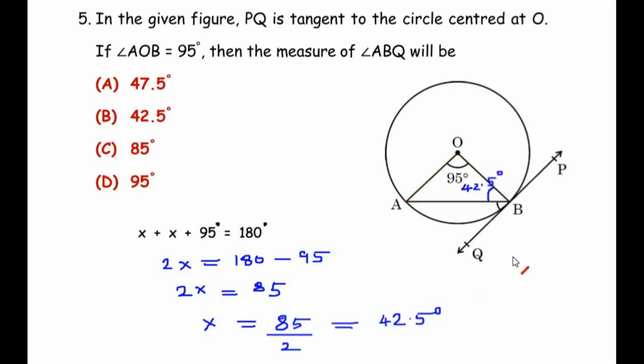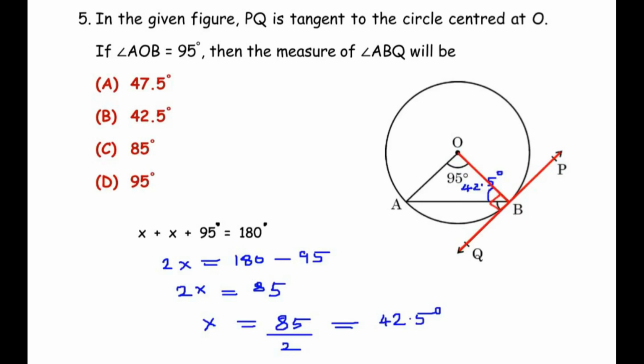Now we have to make use of a circle theorem, which is known as the radius tangent theorem. Remember that the tangent always makes a 90 degree angle with the radius it touches. So here OB is the radius and PQ is the tangent passing through it. So the total angle, that is angle OBQ, is going to be 90 degrees. So out of that 90 degrees, we found that this small angle X was 42.5. So angle ABQ, the remaining angle, is going to be 90 degrees minus 42.5.